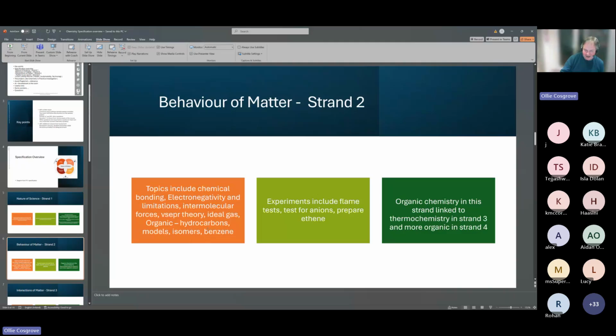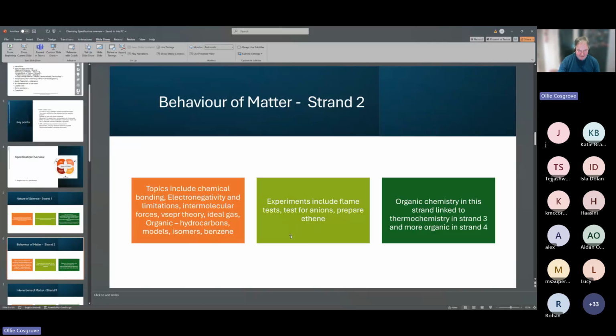So big topics there in strand 2, just the nature of hydrocarbons, different models to examine, like alkanes and alkenes and alcohols, say isomers, structural isomerism, and then the weird chemistry of benzene. So there's no real change there.